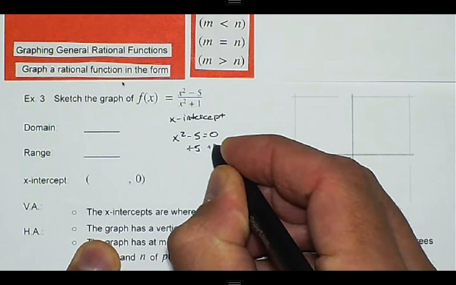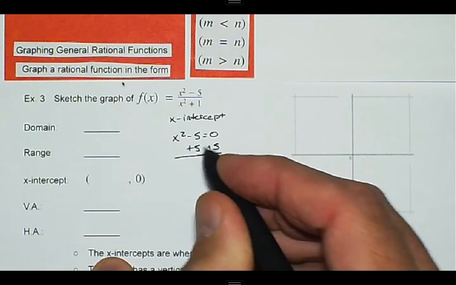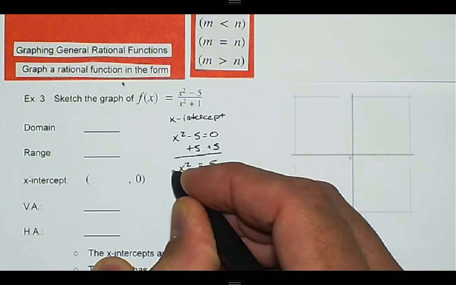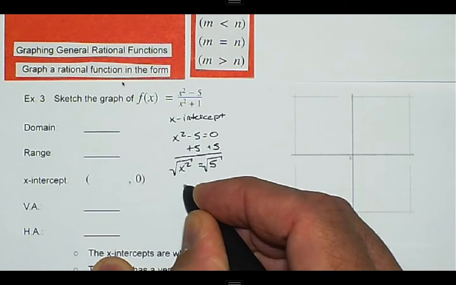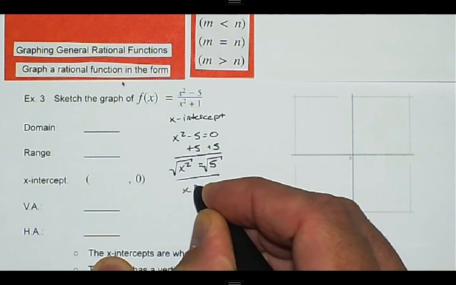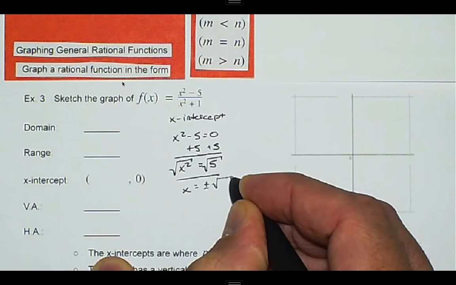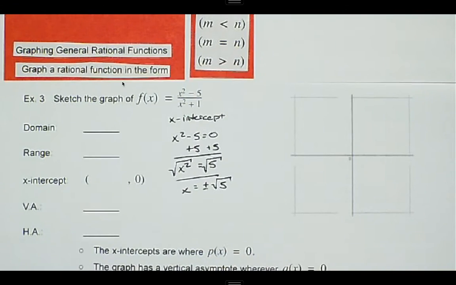So we can add 5 to both sides. And then we get x squared is equal to 5. And then we can take the square root. And then we get x is equal to plus or minus the square root of 5. So the square root of 5 is a little bit bigger than 2.